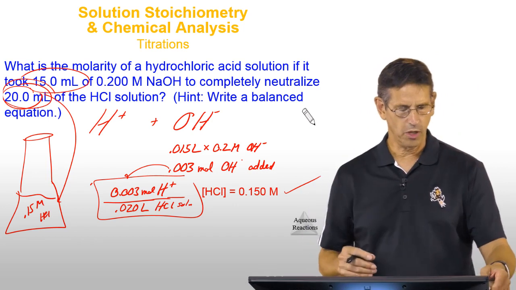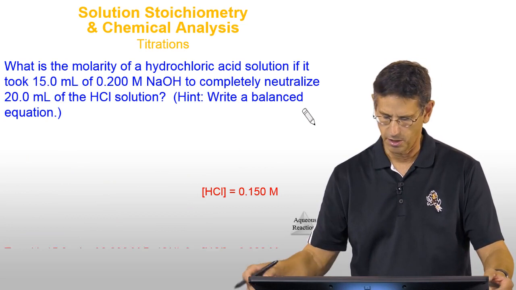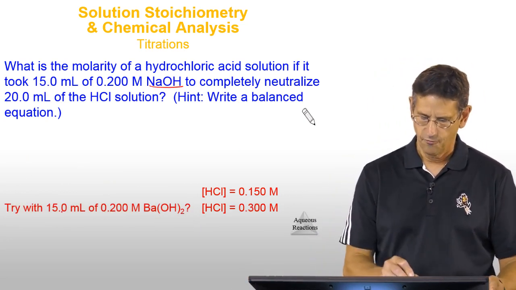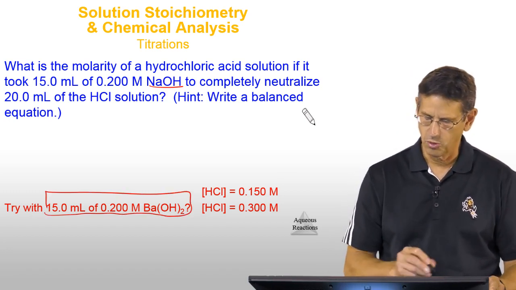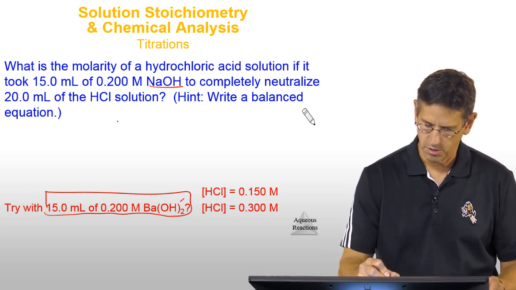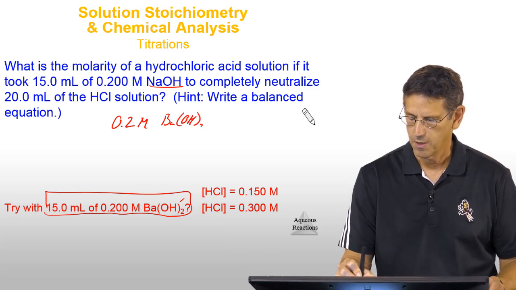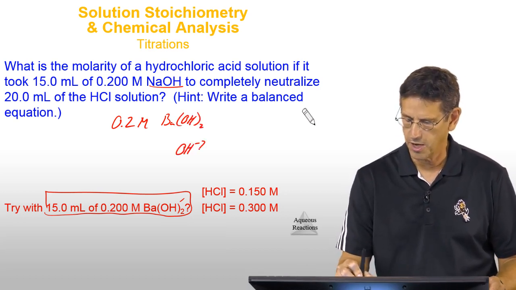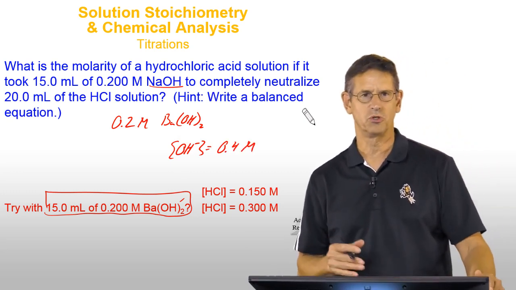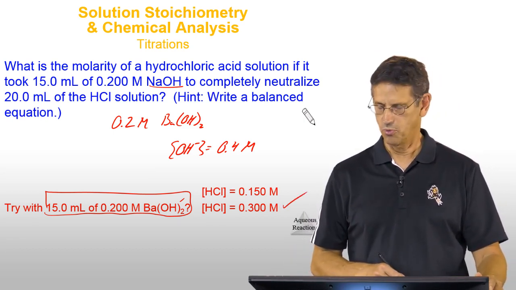I'm not going to do this, but I'm going to throw some other numbers at you to test yourself. Try this with, instead of sodium hydroxide, 15 mL of 0.2 molar barium hydroxide. Why do I do that? Well, think about this. 0.2 molar barium hydroxide is actually, with respect to hydroxide, equal to 0.4 molar. So that throws a little twist at you. If you do that correctly, you should get an HCl concentration of 0.3 molar.